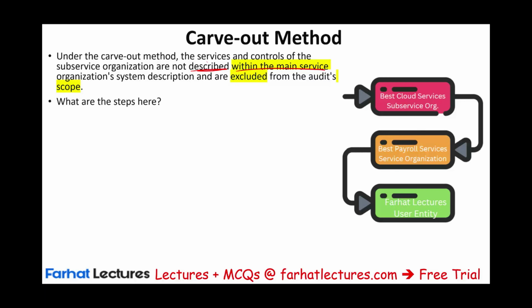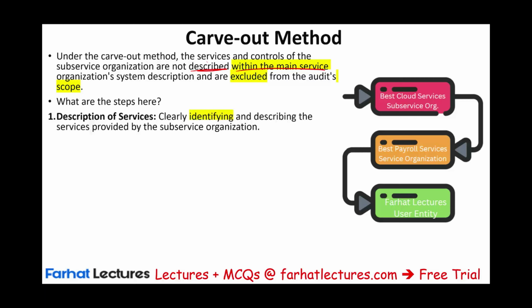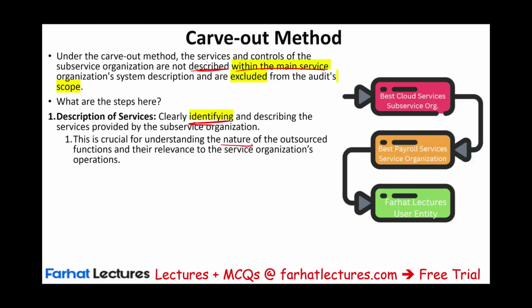Well, here's what's going to happen. We're going to identify and describe the services provided by the subservice organization. Hold on a second, you just said they're not included in the description. Yes, we're going to identify them. We're going to mention them and describe their services, but they're not going to be part of the description. Remember, we have the description, the control design, and the assertions. This is crucial for understanding the nature of the outsourced function and its relevance to the service organization's operation. So we're going to tell you what they are, but they are not part of the description, not part of the scope.